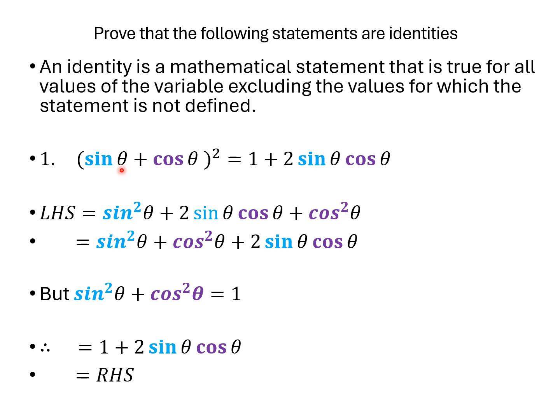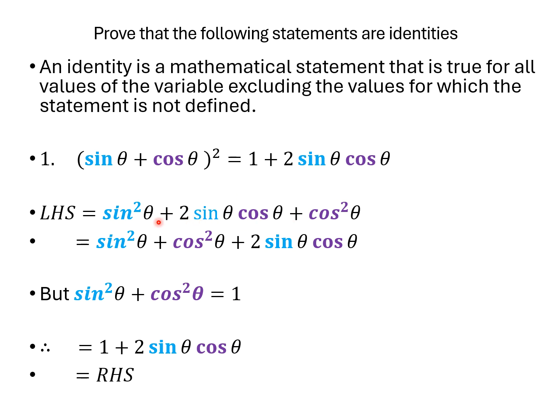Starting with number 1, we have 2 terms in a bracket and they're all squared. The key concept we catch you out with here, and we do it every year when we mark grade 12 papers, is that you forget that your answer must have 3 terms. So on the left-hand side, sine theta times sine theta gives me sine squared theta. Cos theta times cos theta gives me cos squared theta. For the middle term, it's sine theta times cos theta times 2, which gives me 2 sine theta cos theta. If you forget this middle term, the whole sum becomes wrong.